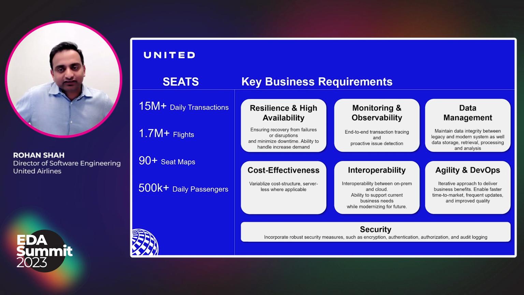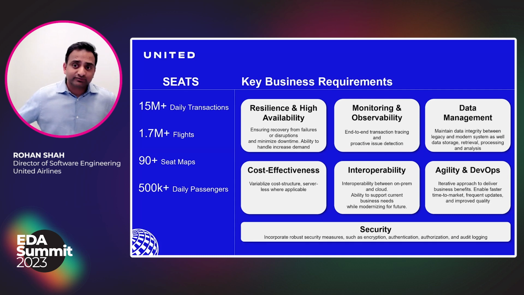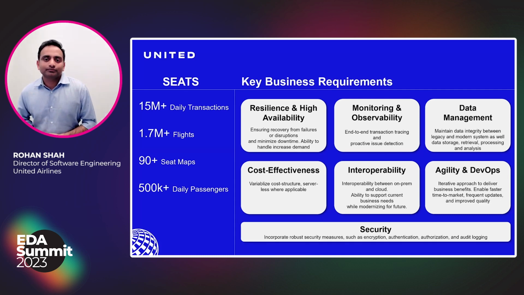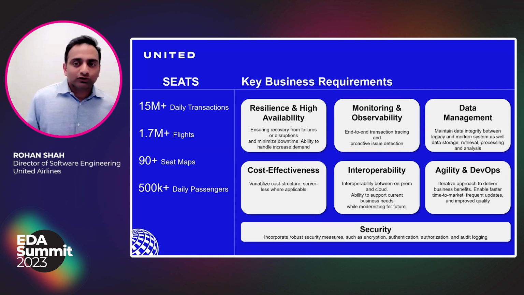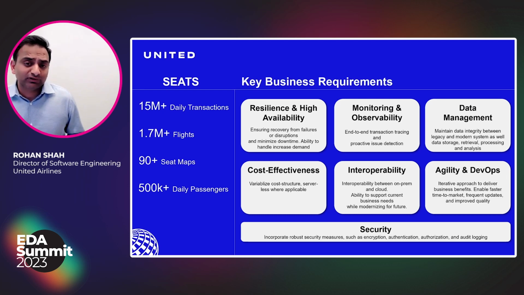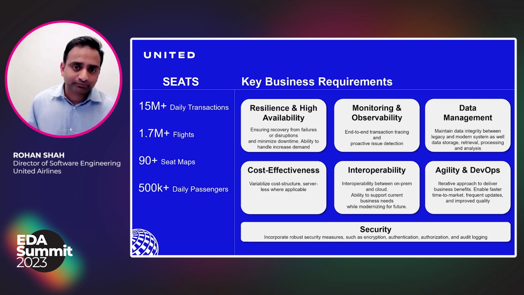About 500 to 600K passengers fly with United. We manage about 1.7 million flights at any given point of time. 80 different seat maps, or 90 different seat maps now. And it has a high volume system that performs about 15 million transactions per day.